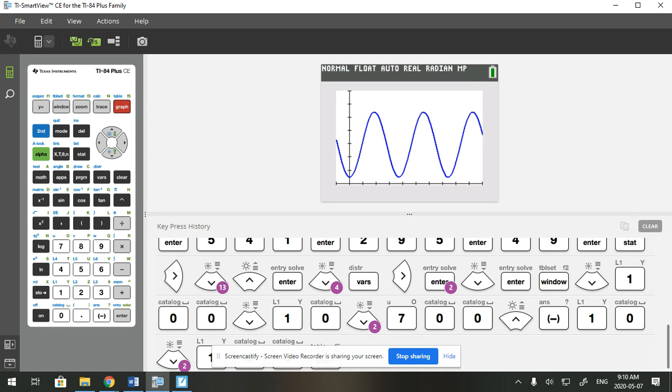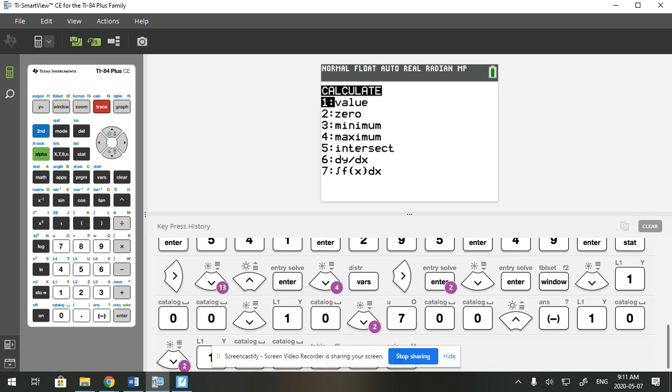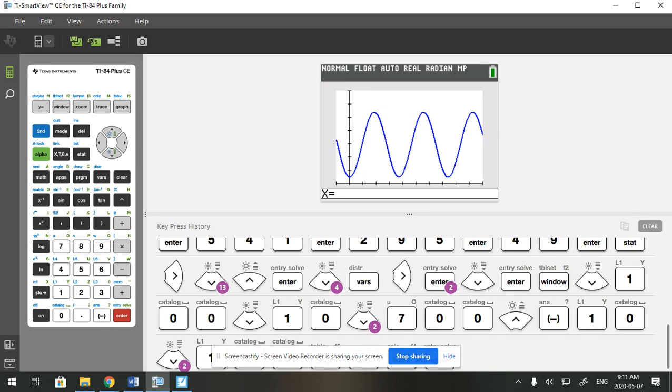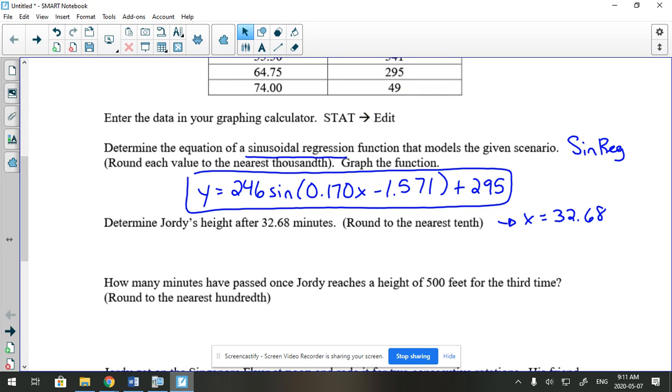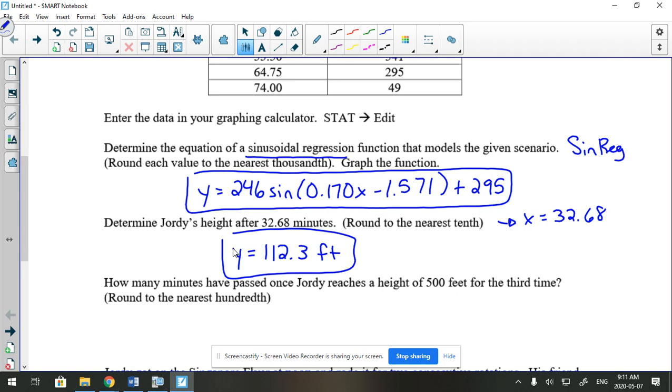You go up, you go down, you go up, you go down on that Ferris wheel. Okay, so now we can answer the question. It says determine Jordy's height after 32.68 minutes. We have the x value, so you can go second calc and then go to value, that first one there, and then enter whatever x value you like. And it'll say that your height, your y value, is 112.3 when I round it at that time. And make sure you include units, the feet, if it's applicable for the question. Include any units that are required.